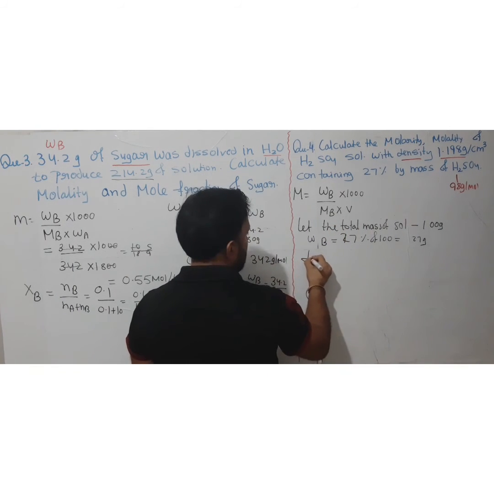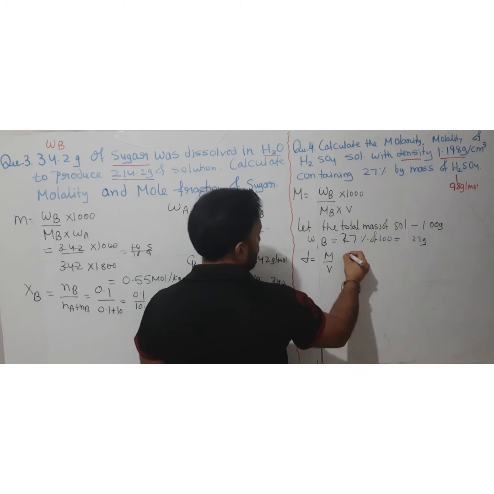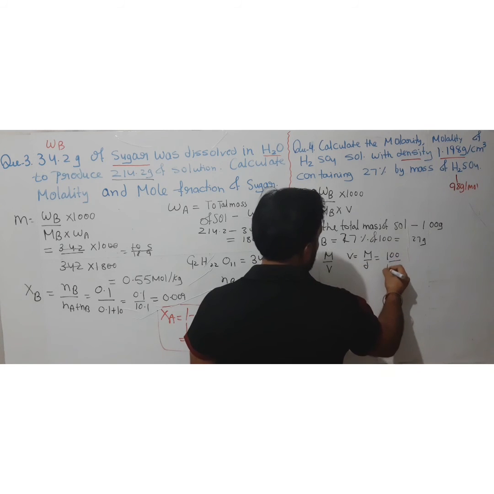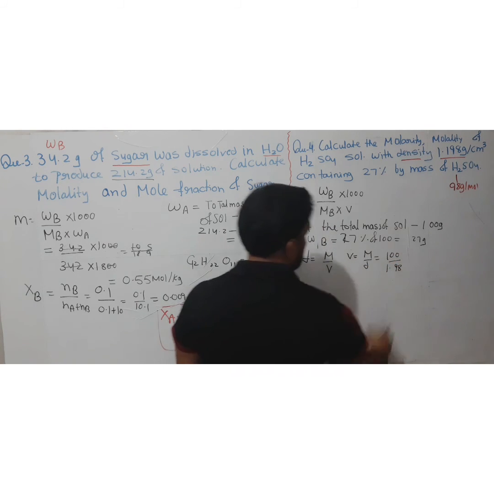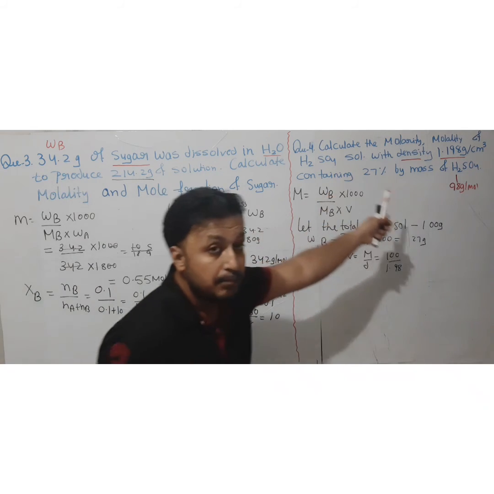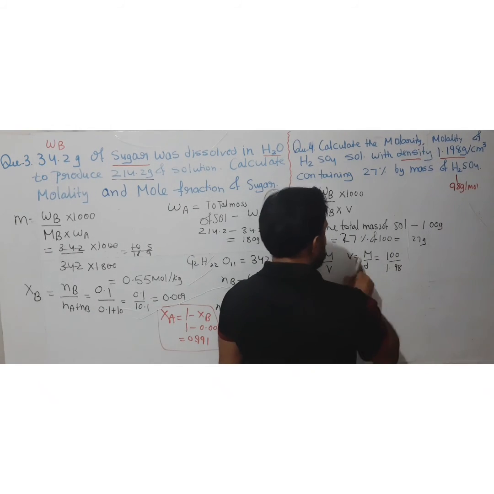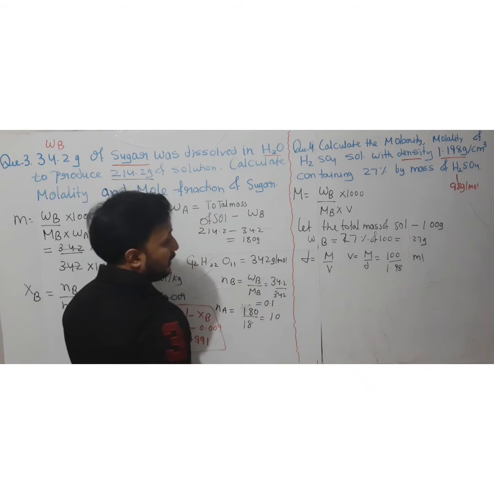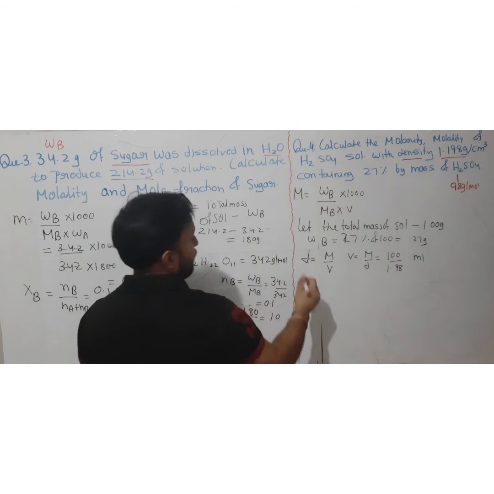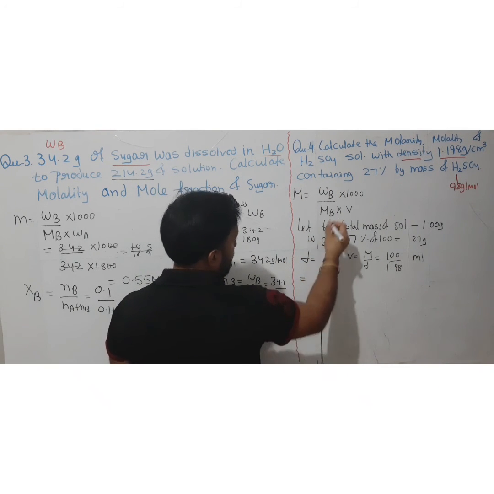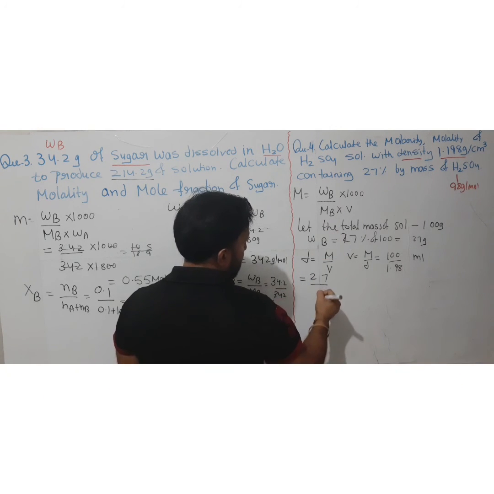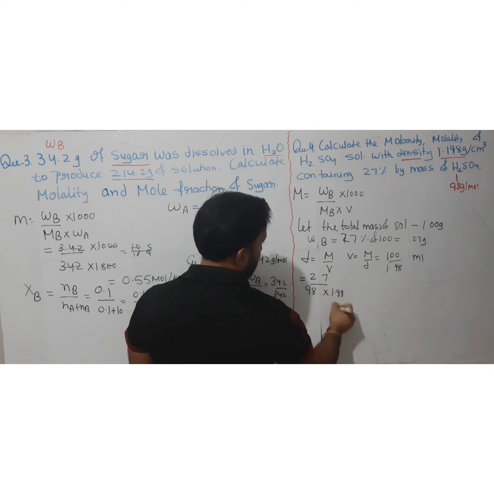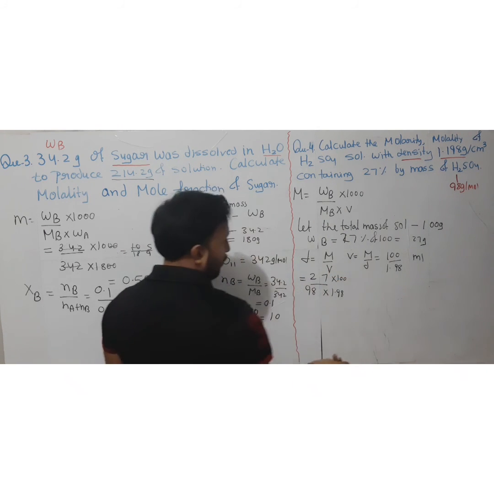Okay, now what is left? Volume. Now again we are using a formula: density is equal to mass upon volume. So volume will be equivalent to mass upon density. Mass is 100 and density is 1.198. So this is going to be our volume, and as density is given in gram per centimeter cube, the volume will also come in milliliter or centimeter cube. Now all the values are with us. We can put the values in this formula. WB is 27, MB is 98, volume is 100 upon 1.198, and 1.198 will be going at the top.